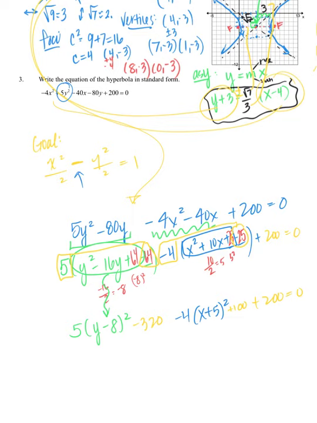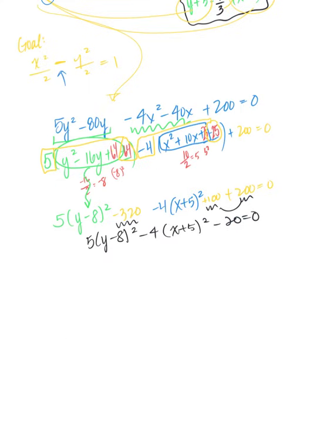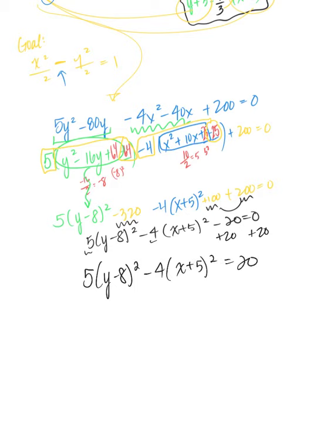So then it looks like if I combine together my constants here, negative 320 plus 100, that's 300, would be negative 20. So I have 5 times y minus 8 squared minus 4 times x plus 5 squared minus 20 equals 0. And so I need to make this whole thing equal 1 and make those numbers go away. So I'm going to plus the 20 over. So we have 5 times y minus 8 squared minus 4 times x plus 5 squared equals 20.